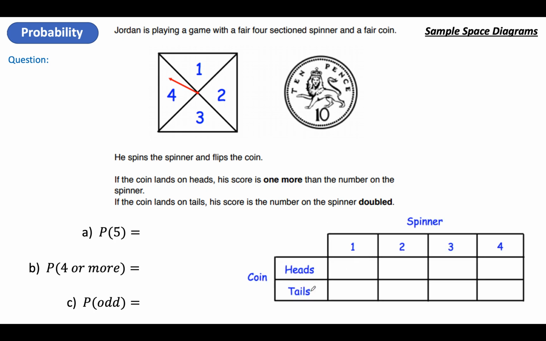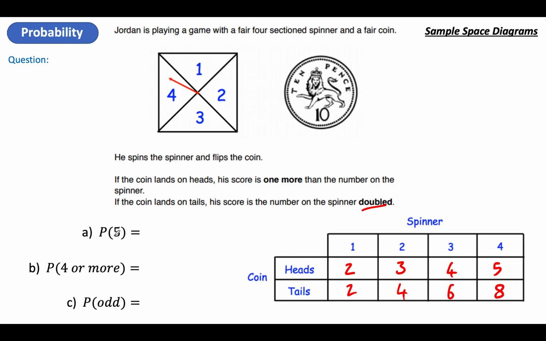Okay, so we've got heads and tails, and we've got the spinner score. Now remember, when we get heads, we get 1 more than the score. So that would be a score of 2. That would be a score of 3. That would be a score of 4. And this would be a score of 5. Now when we get tails, we double the score. So 1 would become 2. 2 would become 4. 3 would become 6. And 4 would become 8.